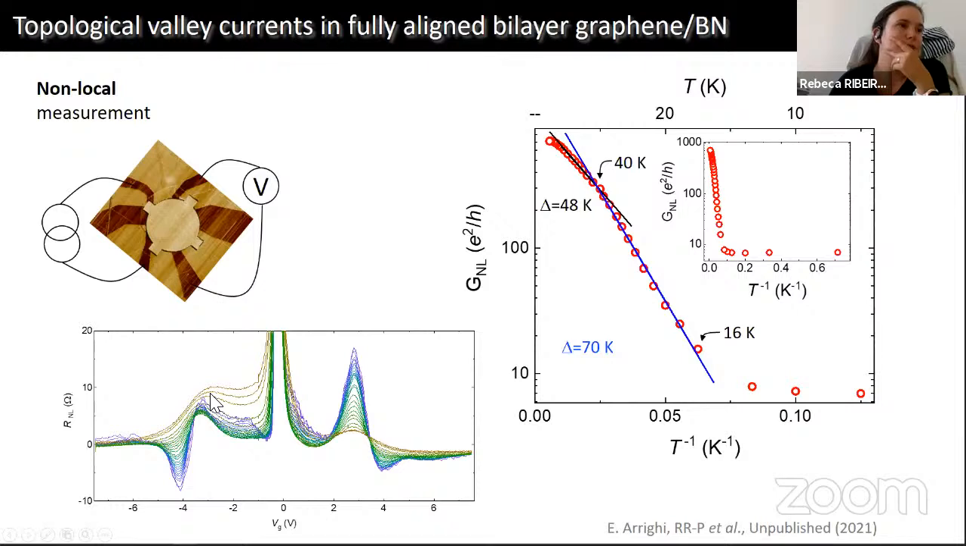So the first thing that was very encouraging to us, telling us that this strong change in the non-local resistance was not just an experimental problem, is the fact that you can see a very clear dependence on temperature. In fact, you can see that there are different regimes: a regime where you have a negative non-local resistance, and a regime where you have just a positive non-local resistance.